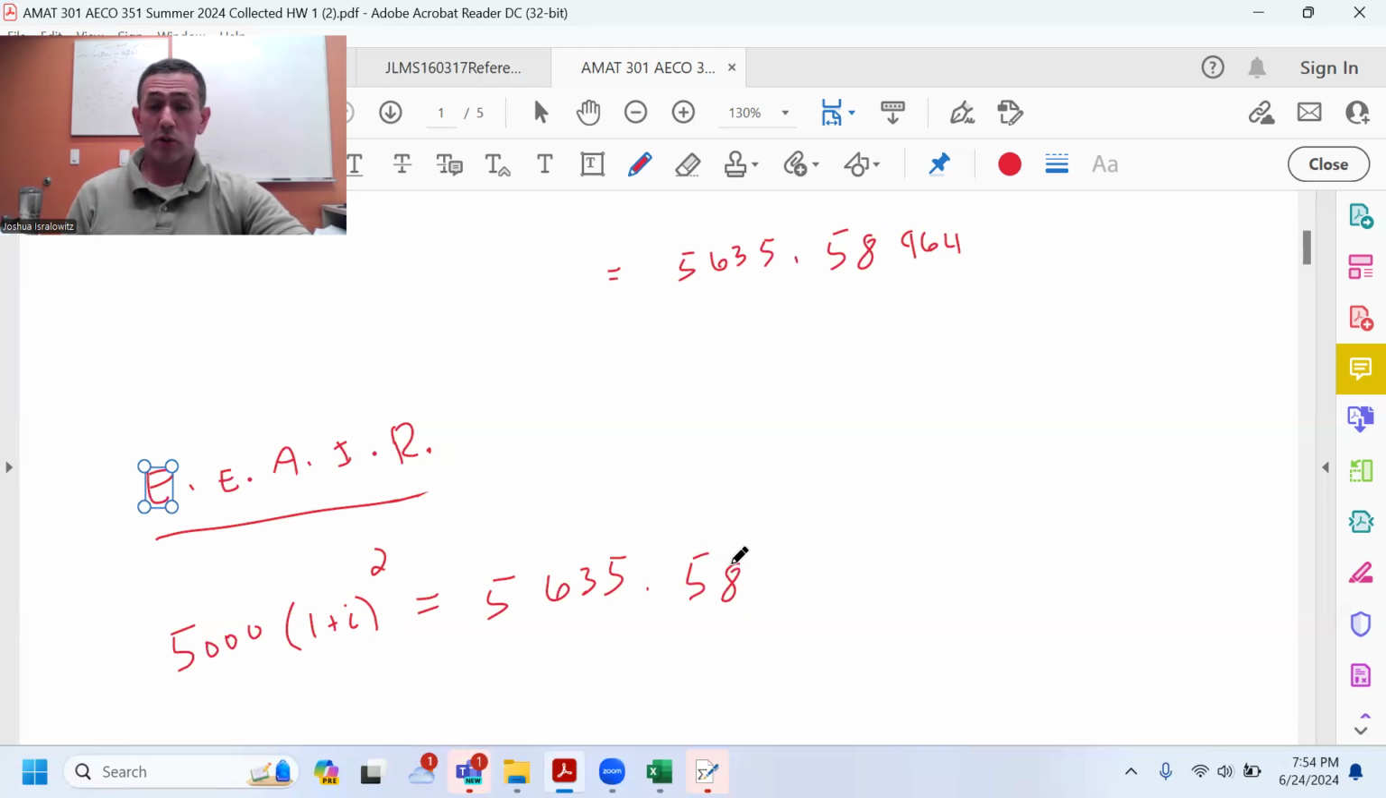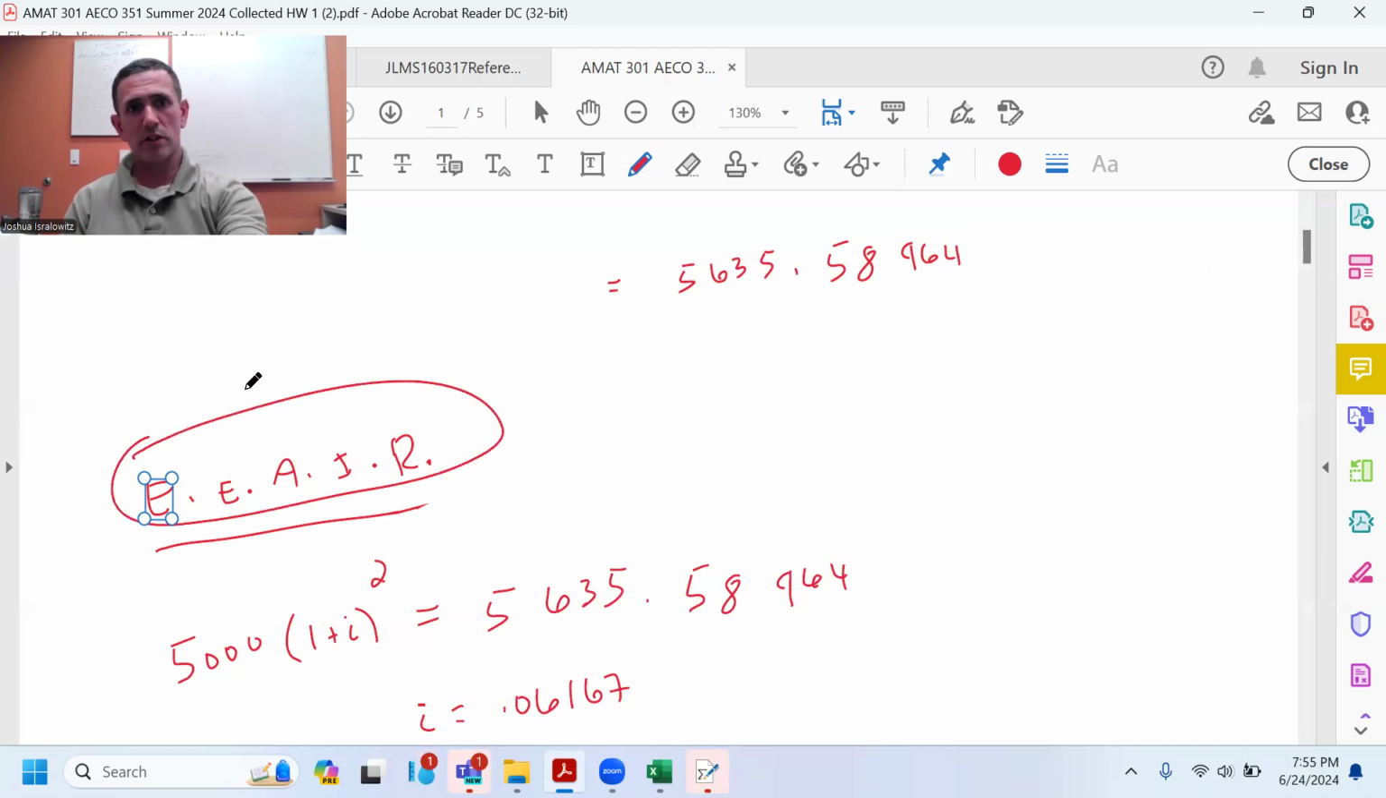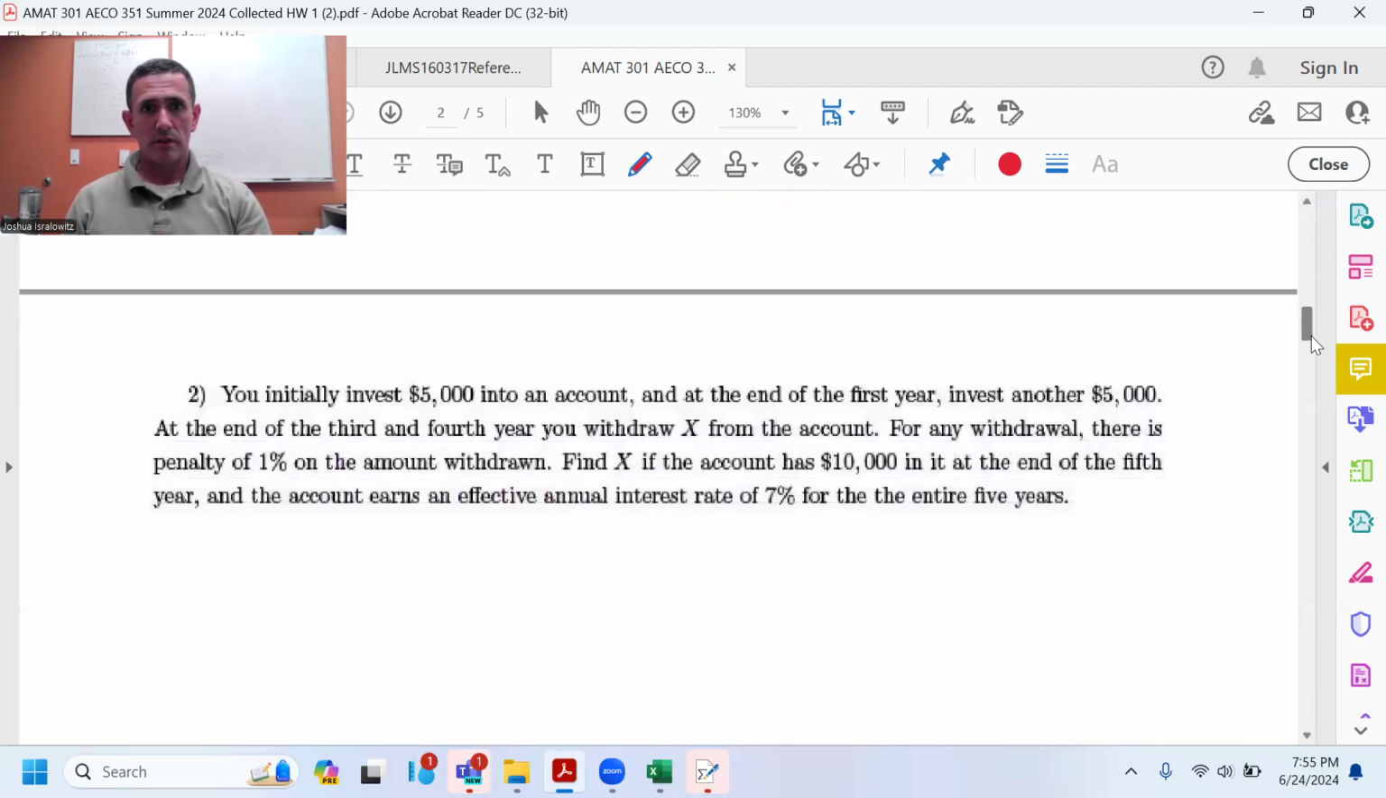Now, this account grows for 2 years by I times 100% per year. What is that I? Well, just solve for I: divide by 5,000, take the square root, subtract 1. It's roughly going to be 6.167%, or 0.0616. So not much to that. And we'll do this a gazillion times in this course because it's such a useful concept, the equivalent effective annual interest rate.